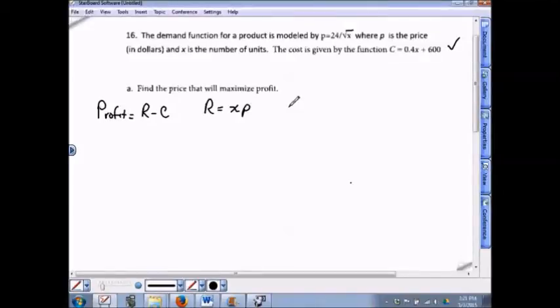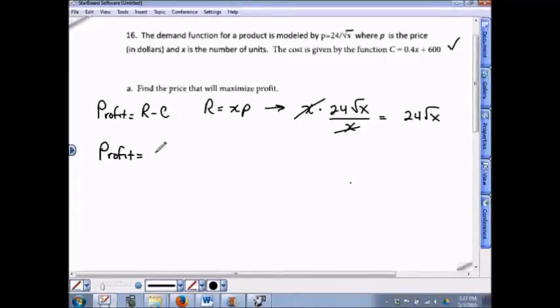Now, this is going to be x multiplied by 24 over the square root of x. You want to rationalize this. You don't want to have a square root in the bottom of a fraction, so if you multiply it by the square root of x over the square root of x, you get 24 root x over x. But then that x will cancel, so revenue is equal to 24 square root of x. So then profit is equal to revenue minus the cost.